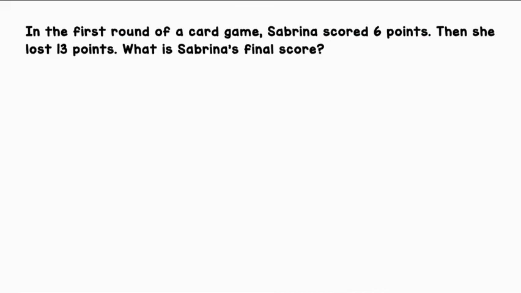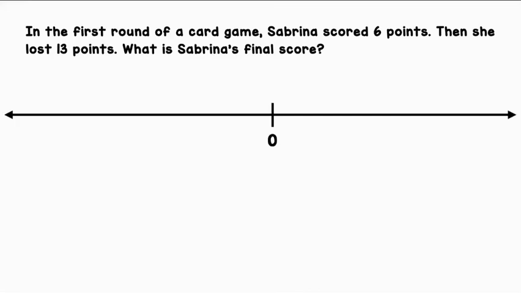In the first round of a card game, Sabrina scored 6 points. Then she lost 13 points. What is Sabrina's final score? Let's use a horizontal number line to solve this problem. She first scored 6 points. We can represent that with a positive 6.